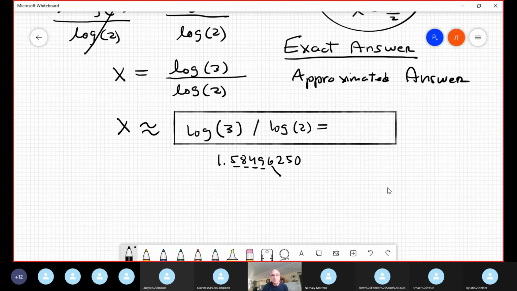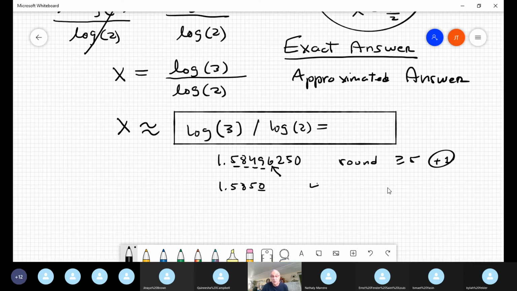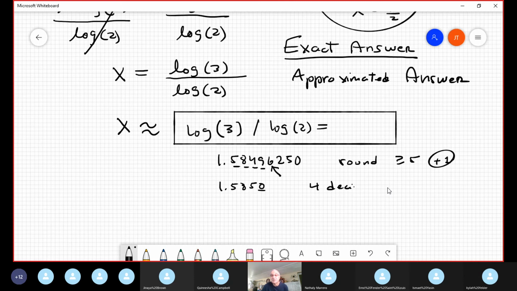See the next digit. Remember the rule of the round. See if the next digit is 5 or greater than 5. You're increasing the last digit by 1 unit. So 49 plus 1 is 50. The answer is 1.5850, no? And this 0 is your specification, because I say in the test 4 decimal places.